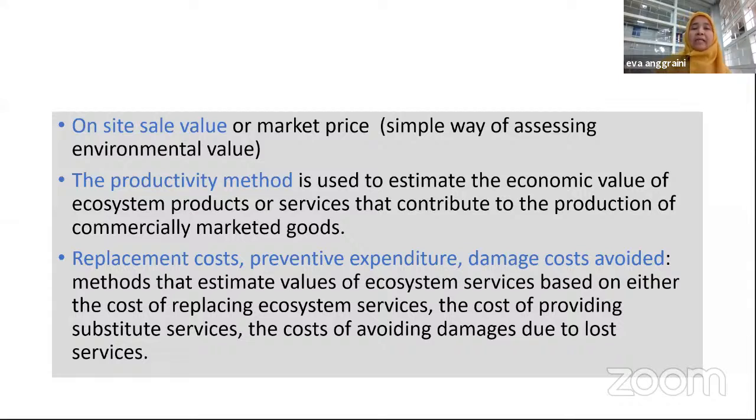These are methods that estimate the value of ecosystem services based on the cost of replacing, or the cost of providing substitutions, or for avoiding. For example, mangrove: we know that it has a function to prevent abrasion. So if we lose our mangrove, what can we do? We have to substitute the function of the mangrove by constructing, for example, a dam and so on. The construction cost will reflect the value of the mangrove ecosystem as abrasion prevention.